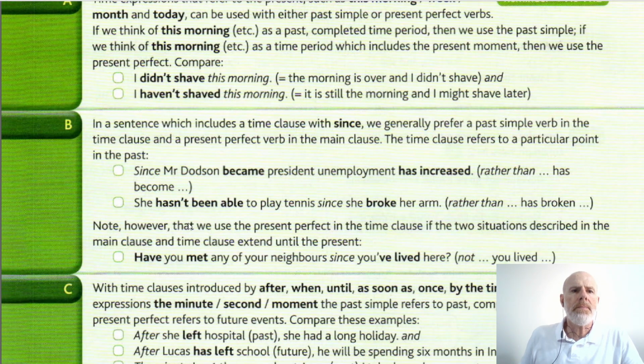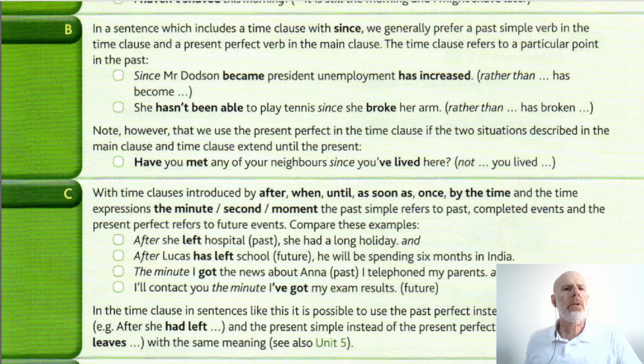Look at B. In a sentence which includes a time clause with since, we generally prefer a past simple verb in the time clause and the present perfect verb in the main clause. Ooh, all right. The time clause refers to a particular time in the past.